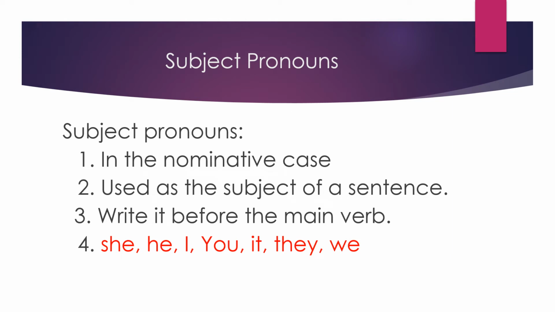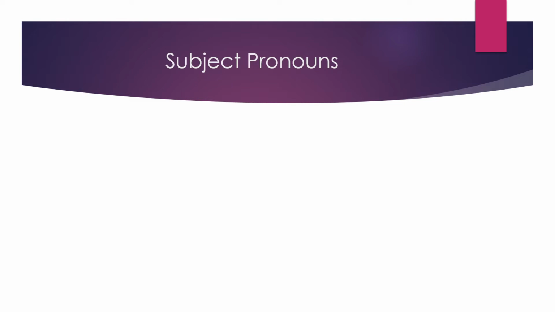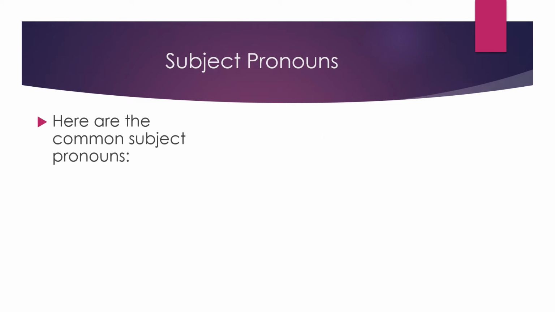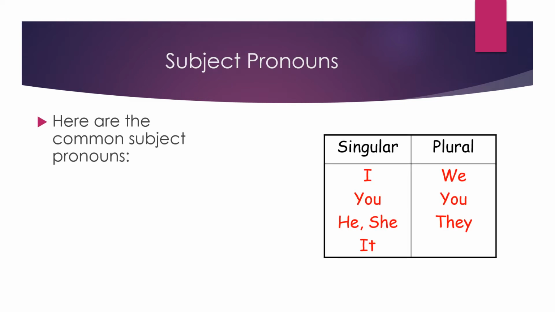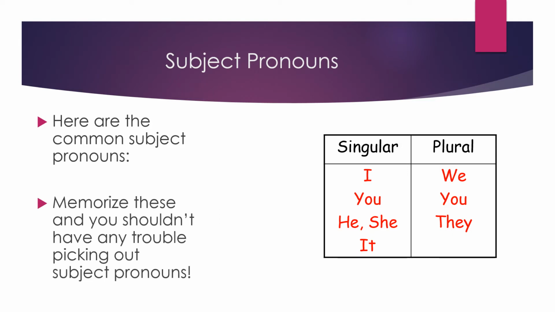Okay, we divide these pronouns, she, he, I, you, it, we, and they into two different categories. We say that some of them are singular and some of them are plural. As singular pronouns, we have I, you, he, she, and it, and plural are we, you, and they. We need to memorize this. We need to remember this for further exercise.